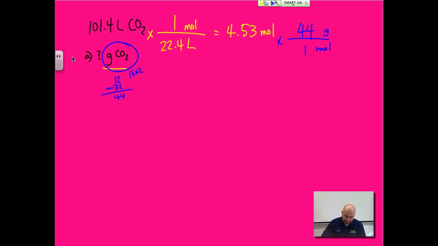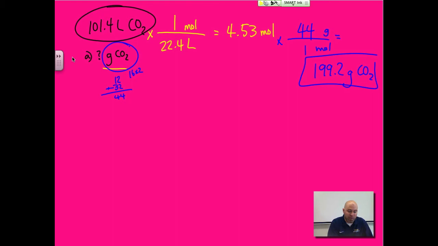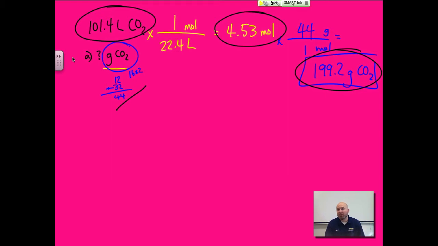So I still have it on my calculator. I'm just going to multiply it by 44, and I get 199.2 grams of CO2. Okay? And that certainly makes sense because I have way more liters than 22.4, so I have more than 1 mole, and I should have more than 44 grams as well. So there's the X lining allowing these conversions to happen.